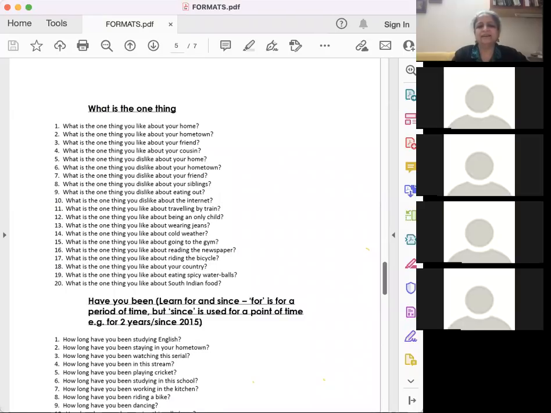The one thing I like about wearing jeans is that they are very comfortable. Very good. Moin, your turn. What is the one thing you like about cold weather? Well, the one thing about weather, especially cold.